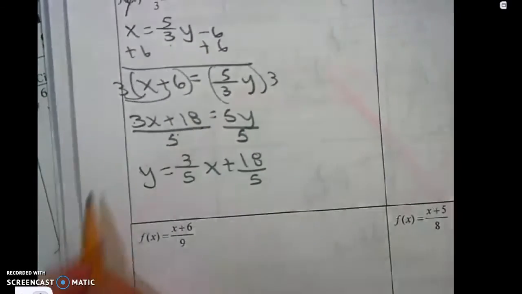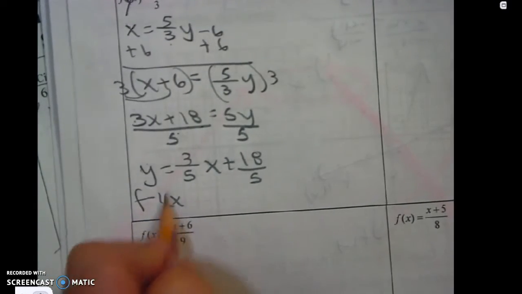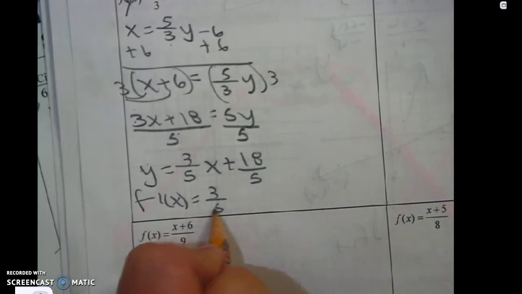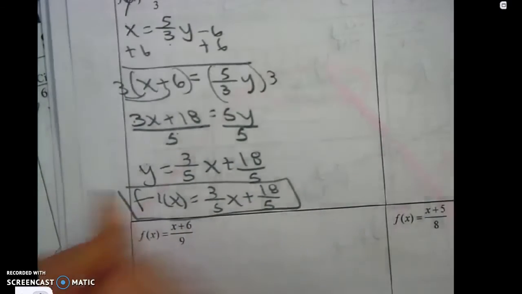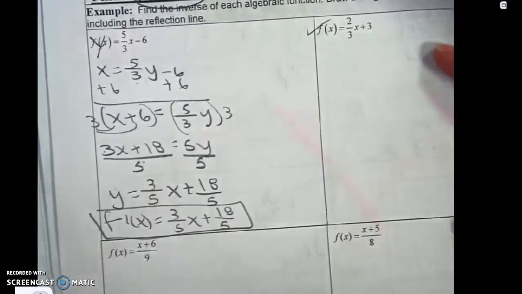But of course, you can't write it as y equals. So it's f inverse x equals 3/5 x plus 18/5. Okay? Now, your homework will be the right one. So the left is notes and the right is homework.